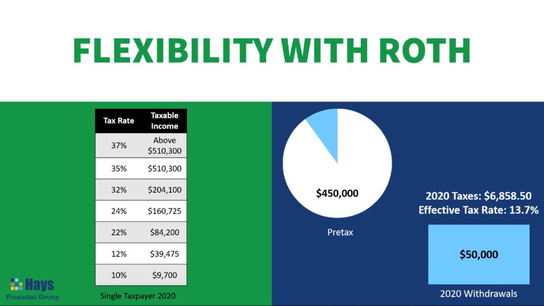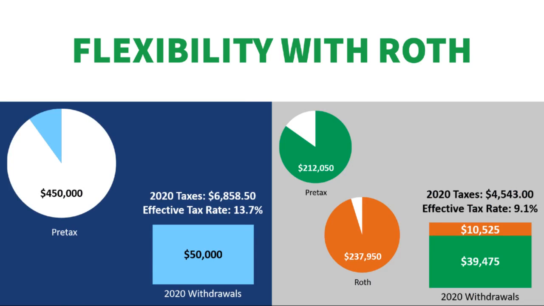On the left-hand side, we see $50,000 would push them past the 10% and 12% brackets up into the 22% tax bracket. Note that the 12% bracket is on everything under $39,475, because we'll come back to that in just a moment. But some of that $50,000 that they withdraw would be taxed at each level. When we add all this up, it'd be almost $7,000 in taxes, an effective tax rate of almost 14% on that $50,000 that they withdrew. Now, if you had a combination of pre-tax and Roth in your account, it would afford you more flexibility.